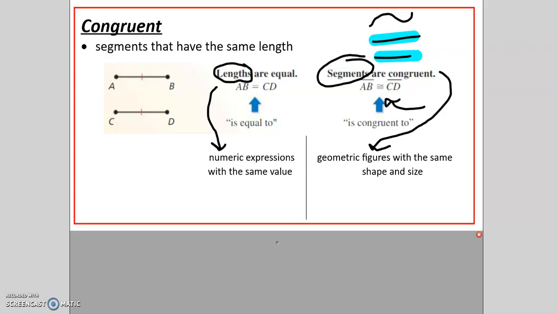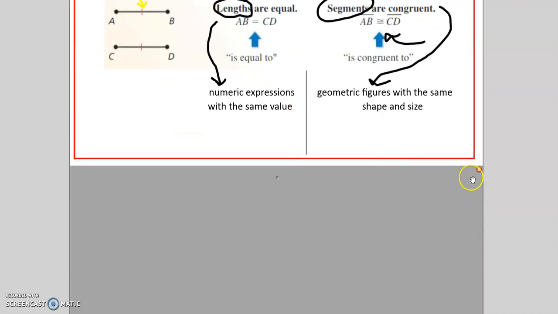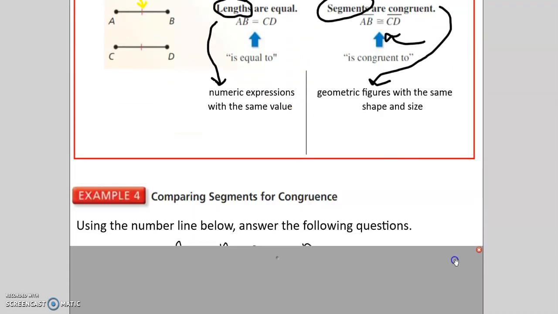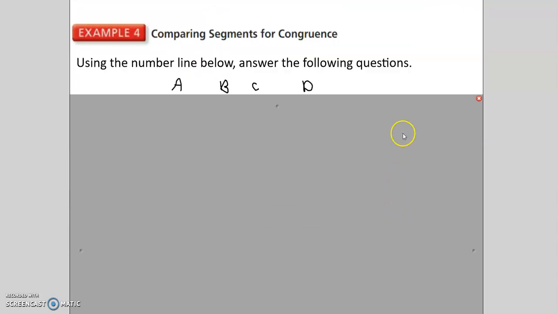On a visual, on a diagram, how do I represent congruence? See that little tick mark right there. As soon as we see a tick mark, we know AB is congruent to CD. That tick mark represents congruence. So we're going to use this vocab word in examples.